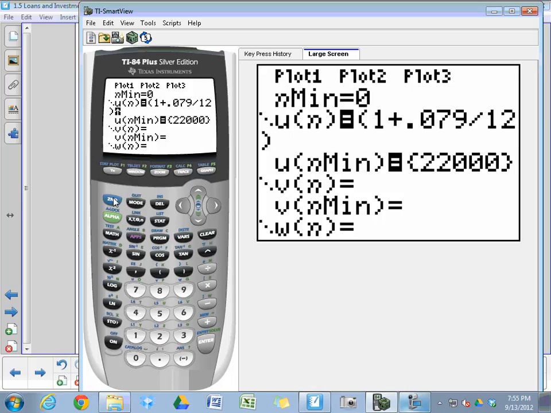So let's hit second 7, and you'll see the little u come up. See the little u above the 7? That comes from second 7. To put the subscript n minus 1, you're going to put it in parentheses and use the button that you normally press for x. It says x, t, theta, n. It's going to be an n if you're in sequence mode. Ta-da! Minus 1, close it up, closing the subscript, minus 300. Okay, so we have our formula built into our calculator.